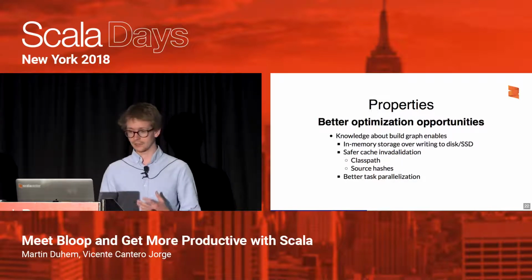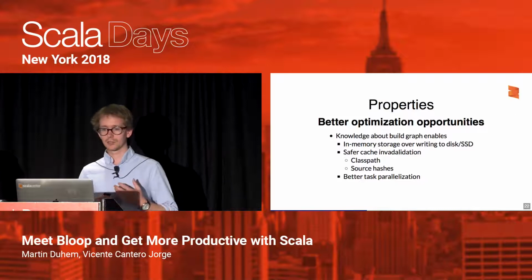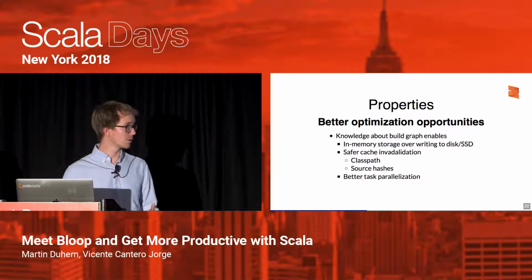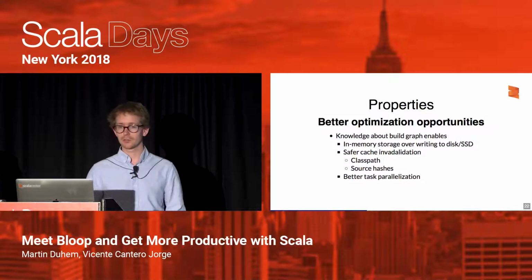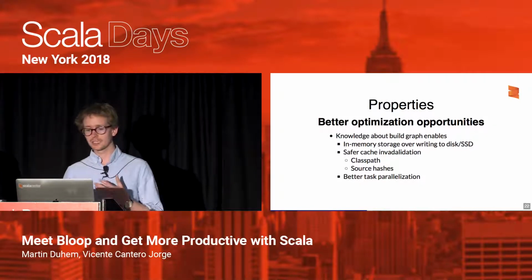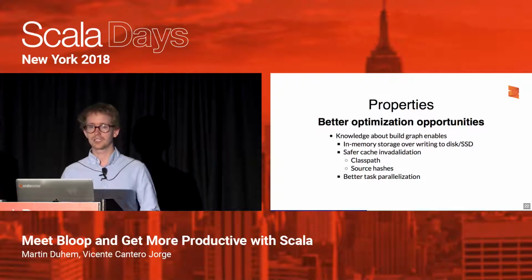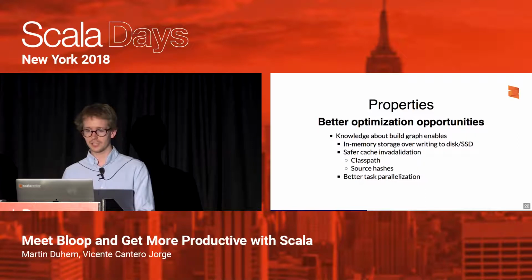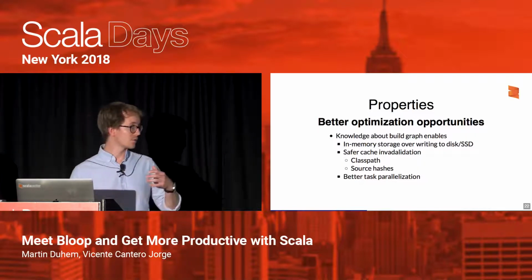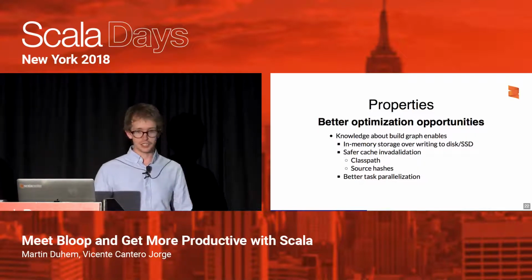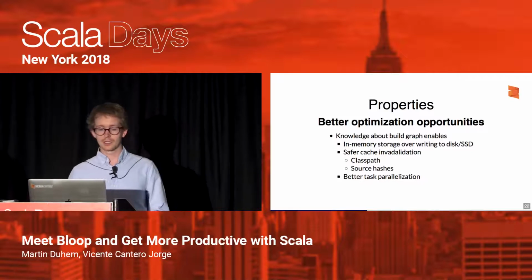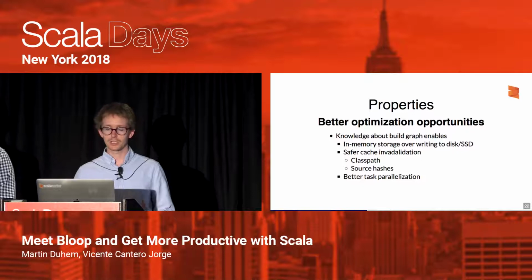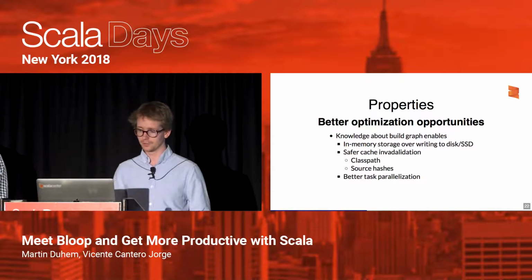Also, having this centralized architecture enables us to get better optimization. Because Bloop has full knowledge about what happens in the build graph, it's able to reason more efficiently about what needs to be written directly to disk, or if it can keep things in storage to avoid the cost of having to store stuff to disk. It's also able to perform better cache invalidation, knowing more about the build. And finally, because it knows everything that is going to be run, it can perform much better parallelization than other tools could.